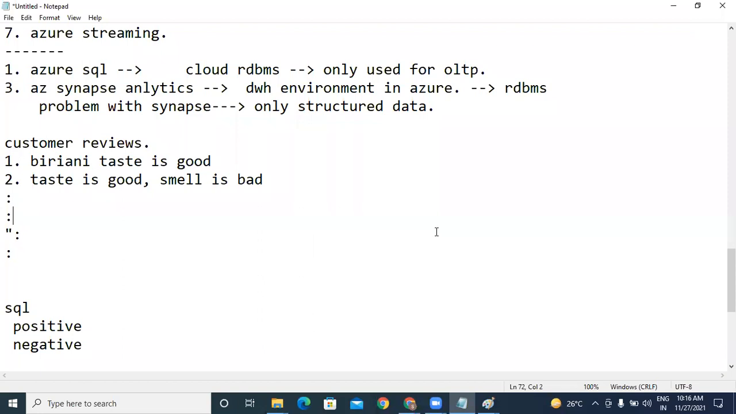20 to 25 max structured, but the remaining 75% of data is unstructured. Suppose now I am discussing with you, you are discussing with me, and our meeting is being recorded. What is the data shape of that recording? Structured or unstructured? Meeting recording, structured or unstructured? Purely unstructured.